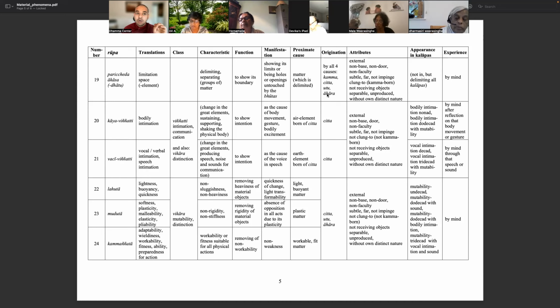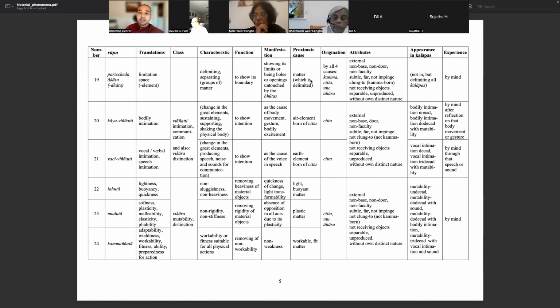What we know of Akasa is that it is caused by Kamma, Chitta, Utu and Ahara. Right? Origination by all four causes. Now, its proximate cause is matter which is delimited, right? This is explained in this manner: matter which is delimited is Pathavi, Apo, Tejo, Vayo.